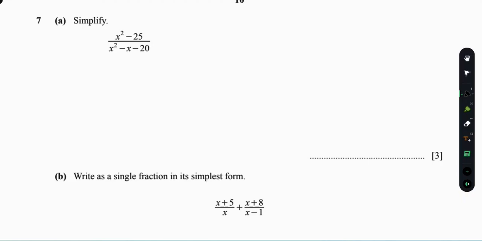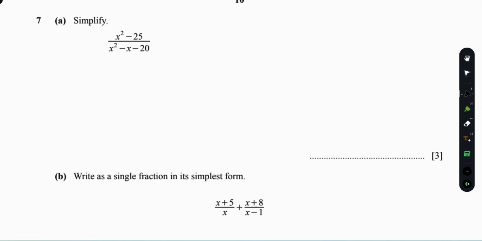Right, so what you're simply doing is dividing these two expressions. We have x squared minus 25 at the top, and x squared minus x minus 20 at the bottom. The top is an expression, which means it's one thing. You cannot cancel out x squared and x squared, alright?